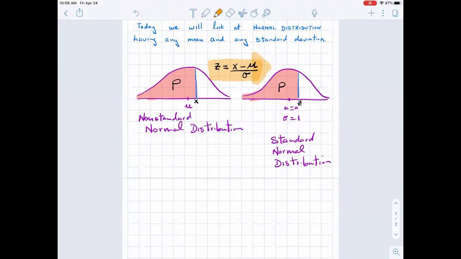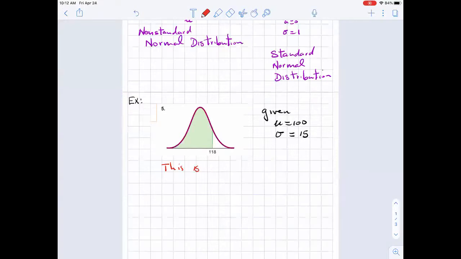So if we look at an example, this is what we call a non-standard normal distribution. And it is a non-standard normal distribution because for it to be standard, this has to be 0, this has to be 1. Okay?